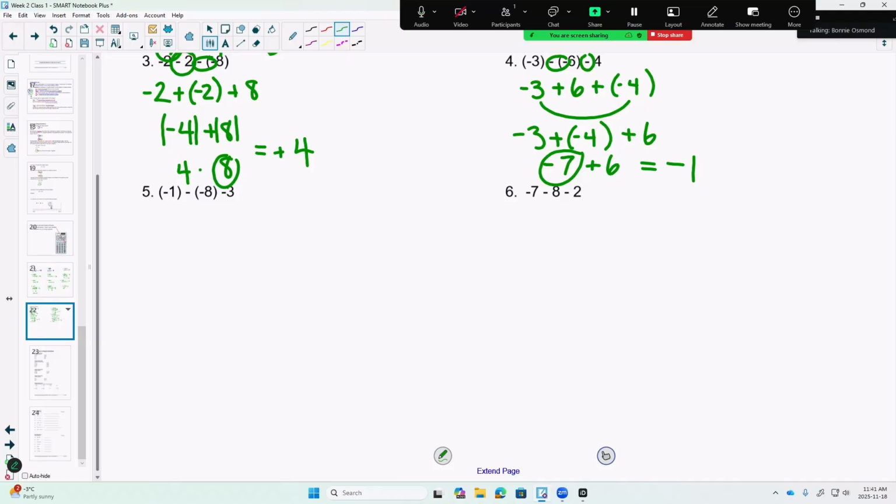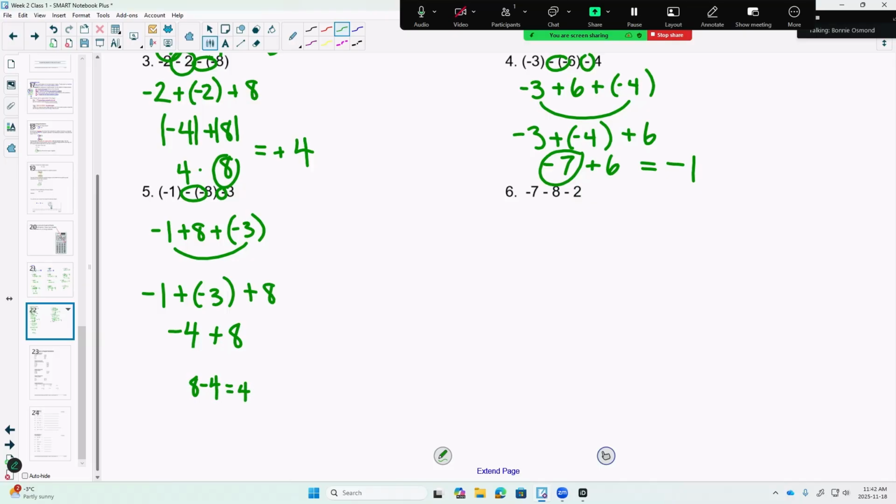Okay, the next one, negative 1, take away negative 8, take away 3. So my negative 1 is going to stay the same. Here I can change that to plus 8, and then minus changes to plus. Positive 3 changes to a negative 3. So I've got a negative 1 plus 8 plus negative 3. Now I'm going to put my negative integers together and my positive 8 at the end. So negative 1 plus negative 3 will give me negative 4. So negative 4 plus 8. The absolute value of negative 4 is 4. The absolute value of 8 is 8. And I subtract 8 take away 4. I can do this in my head. Will give me 4. But is it a positive 4 or a negative 4? Well, 8 is bigger than 4. 8 is bigger, so my answer is positive 4.